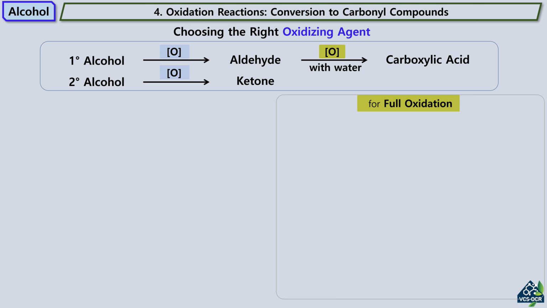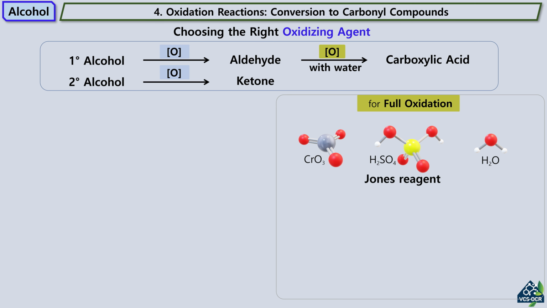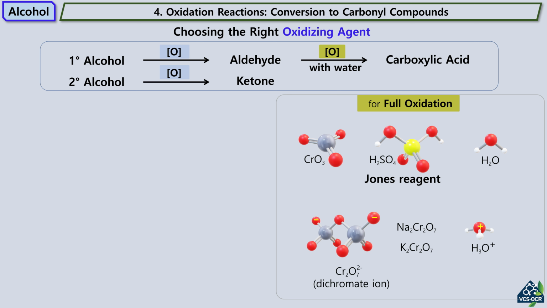For full oxidation, strong chromium-based reagents under aqueous acidic conditions are typically employed. These include chromium trioxide, CrO₃, in aqueous sulfuric acid, commonly known as the Jones reagent. Alternatively, chromic acid, H₂CrO₄, or dichromate salts such as sodium dichromate, Na₂Cr₂O₇, and potassium dichromate, K₂Cr₂O₇, in the presence of hydronium ions, are used to drive the reaction to the carboxylic acid stage.